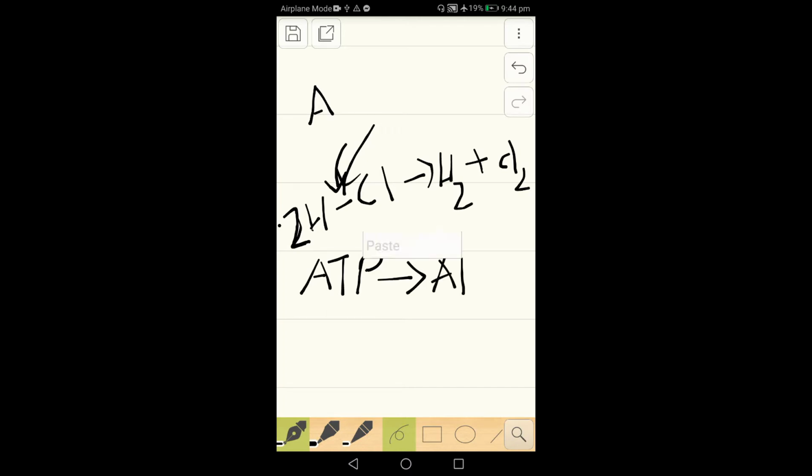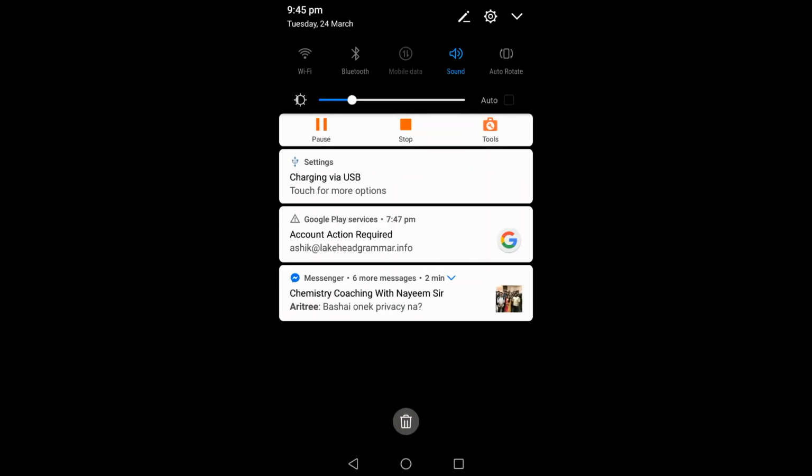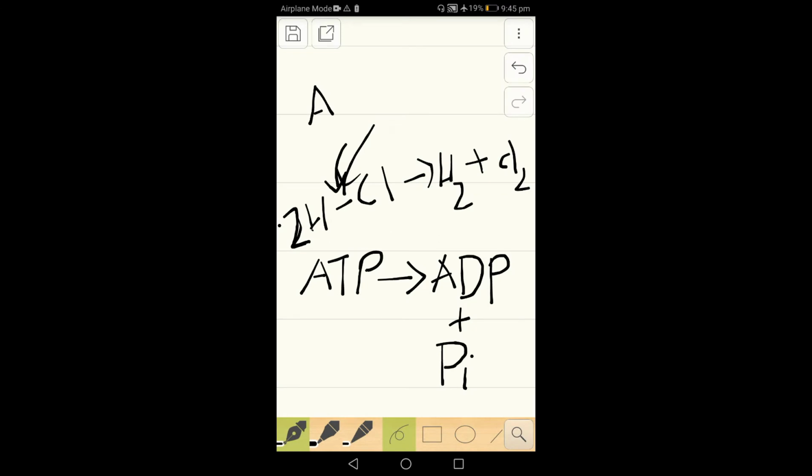But biology says that when ATP is broken down, it gives ADP plus phosphate, isn't it? ADP plus phosphate. So how come when ATP is broken down, it releases energy? How?